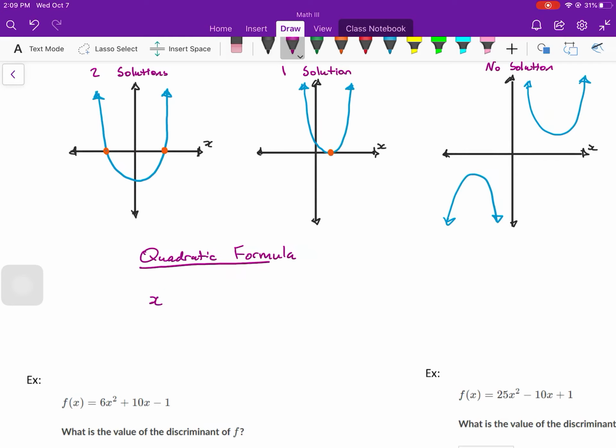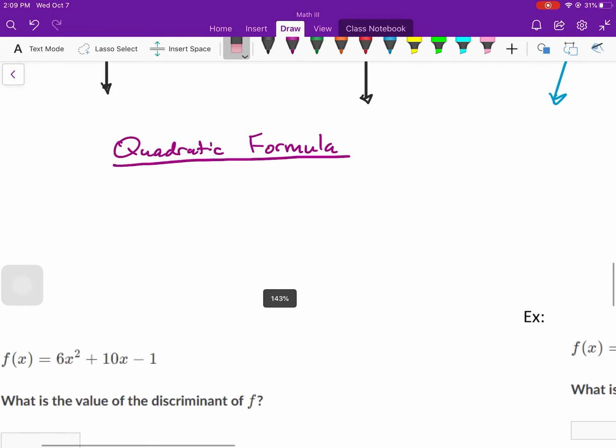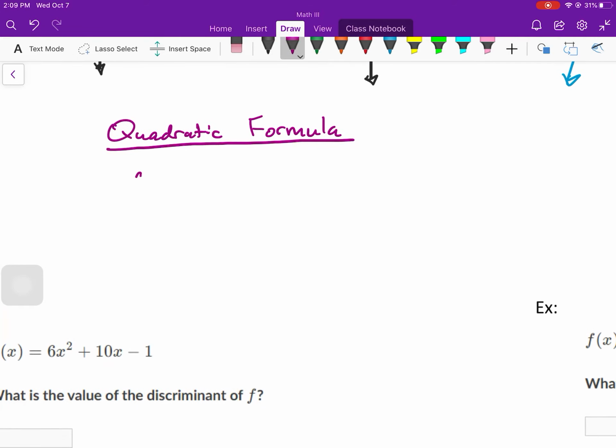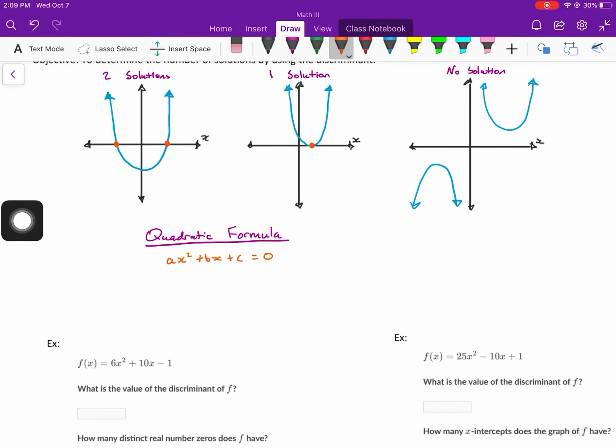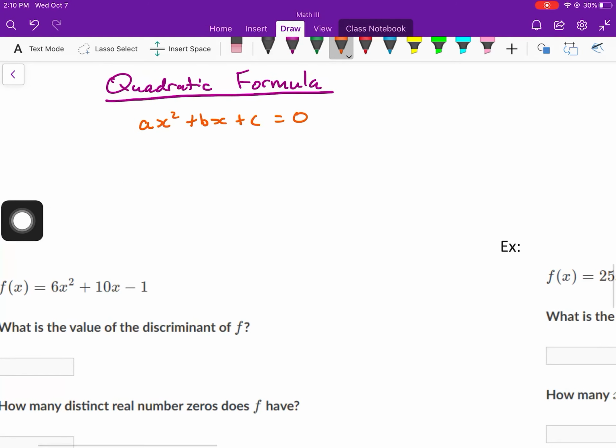well, first off, when do we use the quadratic formula? We use the quadratic formula if we have a quadratic of the form ax squared plus bx plus c, standard form, but it equals 0. Key thing there is that it equals 0. So we want to find those zeros. In other words, we want to find those x-intercepts. We use the quadratic formula. And the formula is actually negative b plus or minus the square root of b squared minus 4ac all over 2a.